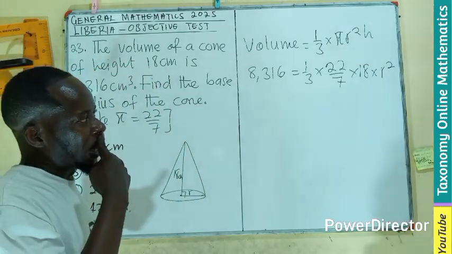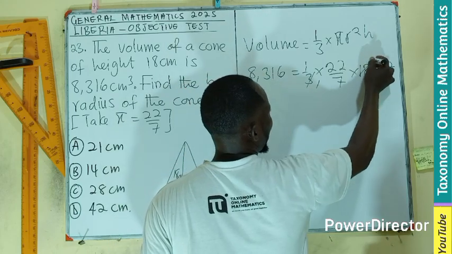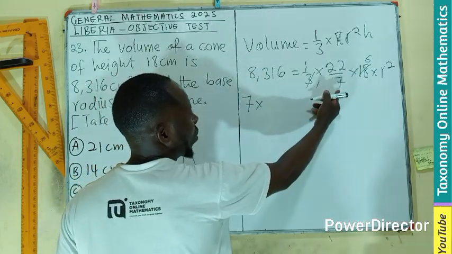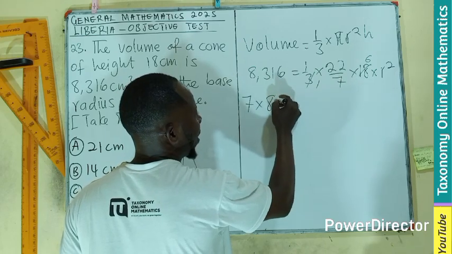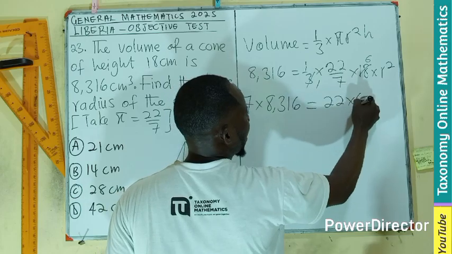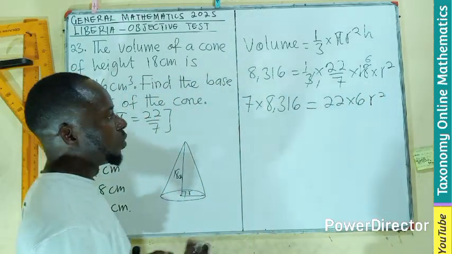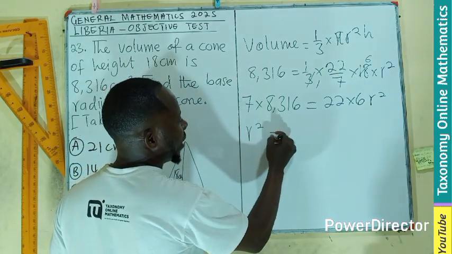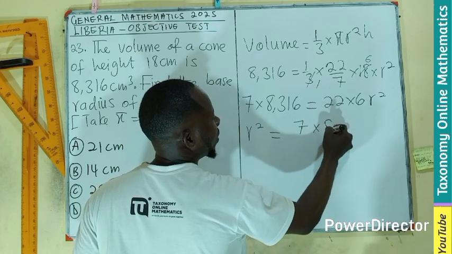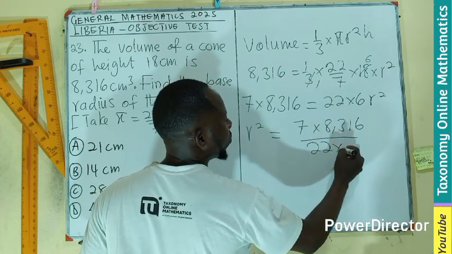In the spirit of that, we can see that 3 will go into 18, giving 6. So I should have 7, which is this cross multiplication, times 8,316 equals 22 times 6 times r squared. So we can say that r squared equals, by dividing, 7 times 8,316 divided by 22 times 6.